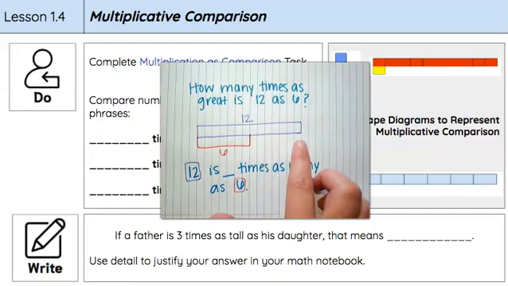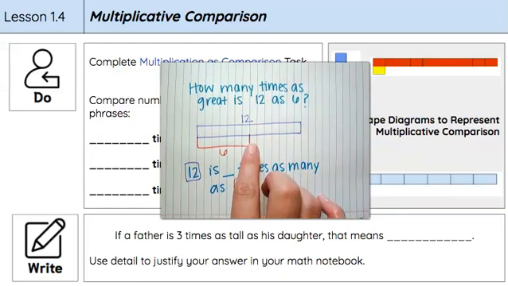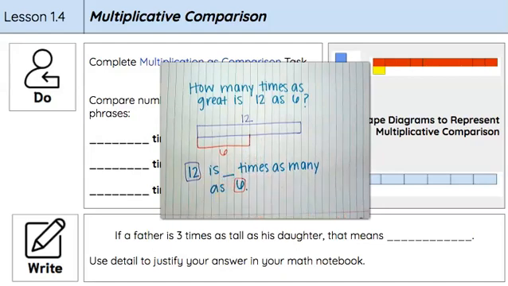If I were to include another 6 here to get 12, you would see that 12 is 2 times as many as 6. You could check your work by multiplying 6 times 2, which you would get 12.